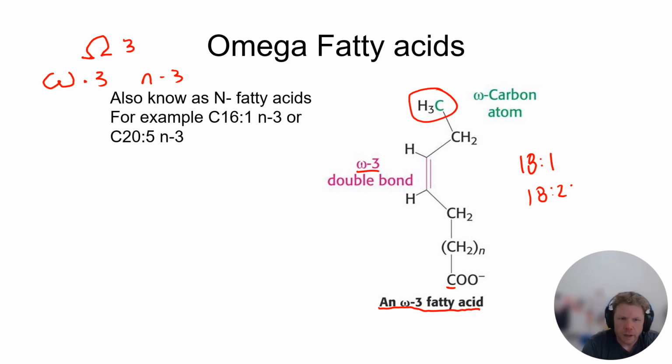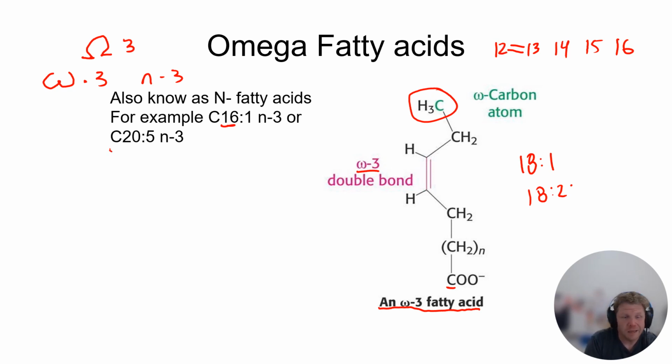16 colon 1 N minus 3. That means that we are going to start at our 16th carbon, and we're going to say 16, 15, that's 1, 14, that's 2, and then carbon number 13, that's where our double bond will start. Our double bond will be found between carbons number 13 and number 12.